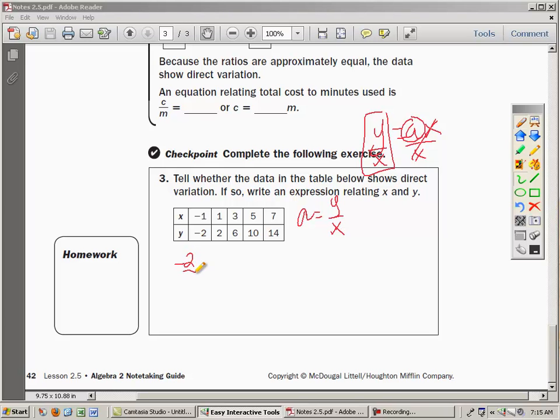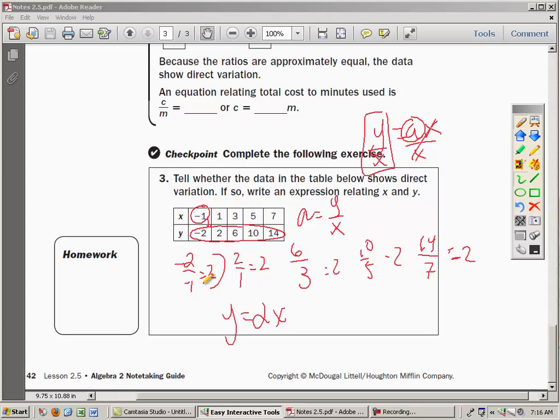Let's do -2 over -1, which is 2. Let's do 2 over 1, which is 2. 6 over 3, 2. 10 over 5, 2. 14 over 7, 2. And so you guys can see from the table that basically the y values are twice as much as the x values, including this -1, where it's -1 doubled, we get -2. So y is equal to 2x, because my constant of variation is 2, and y varies directly with x with a variation constant of 2.